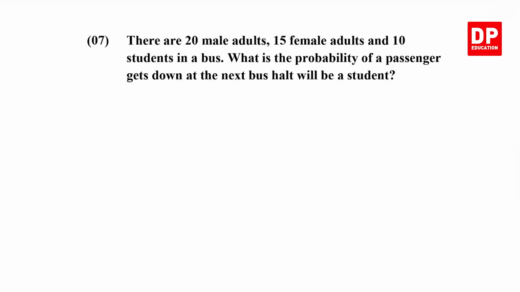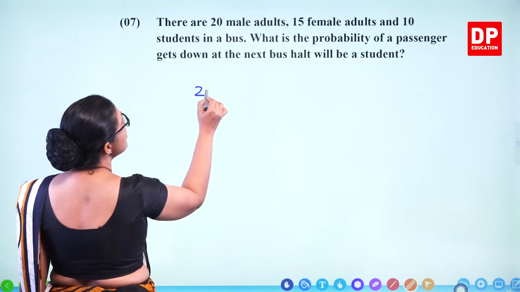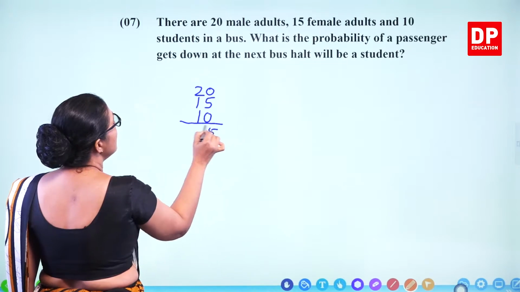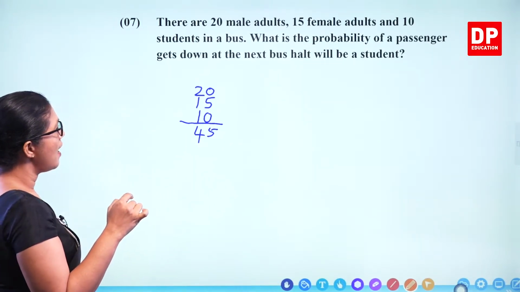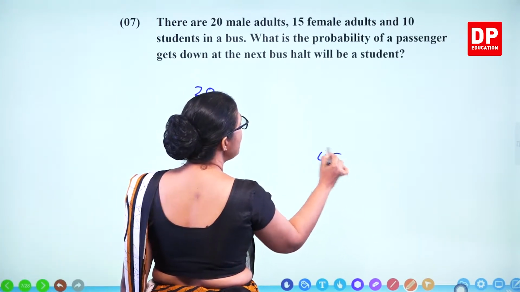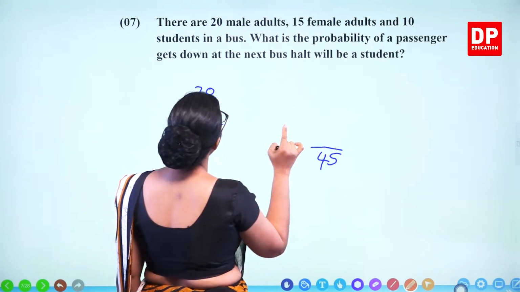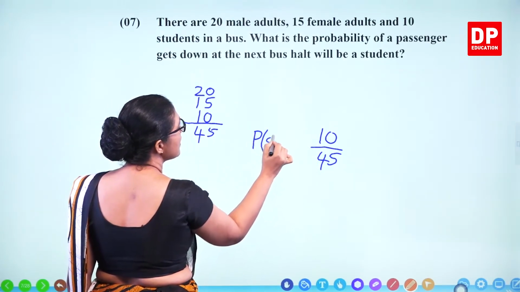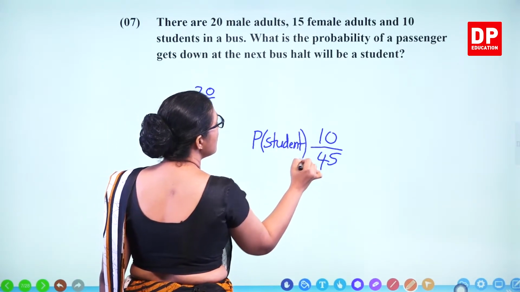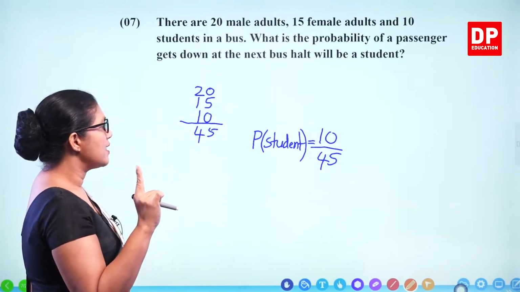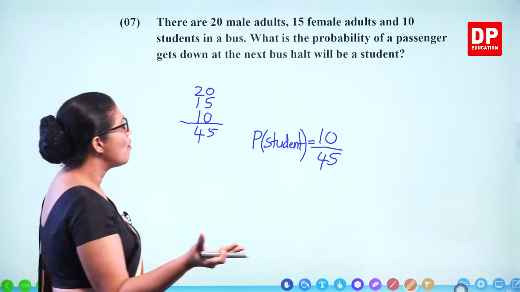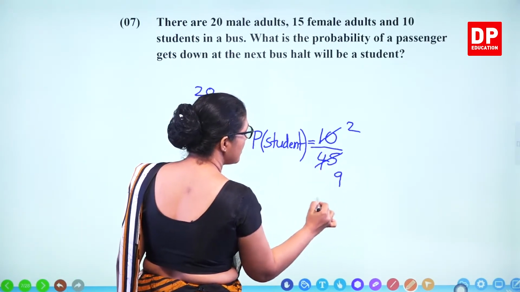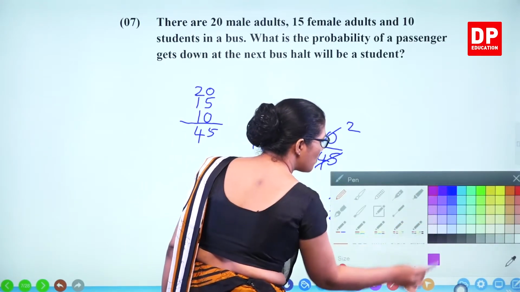Question number 7. There are 20 male adults, 15 female adults and 10 students in a bus. What is the probability of a passenger who gets down at the next bus stop being a student? So altogether how many passengers? 20, 15 and 10. 45 passengers are there. Out of 45, how many students are there? 10. So the probability of getting down from the bus at the next stop, being a student, is 10 over 45 because 10 students out of 45. So 5 times 2, 5 times 9. So that's 2 over 9. So 2 marks for that.